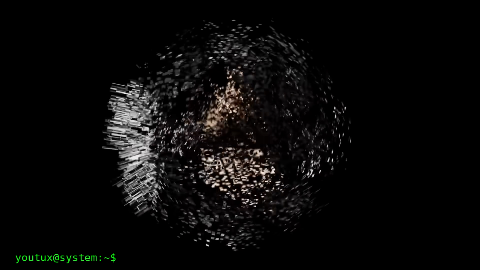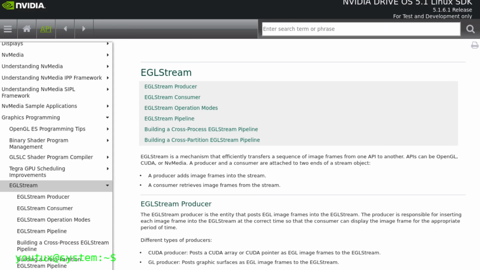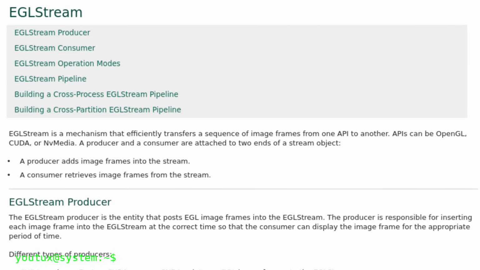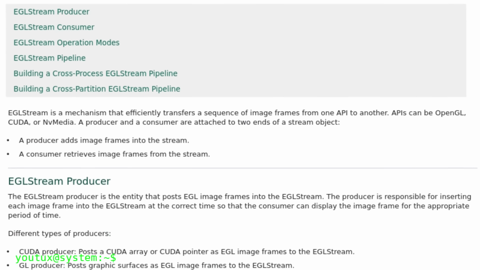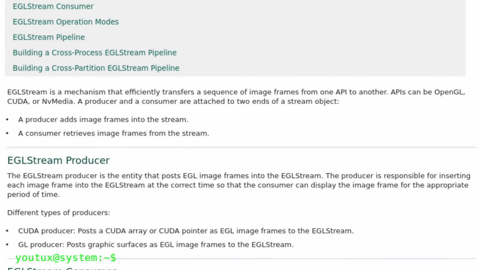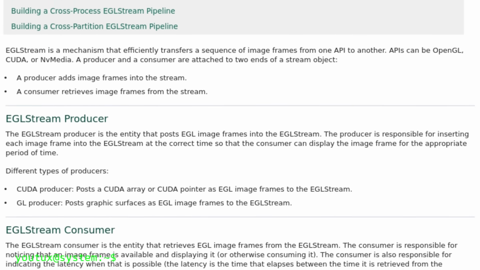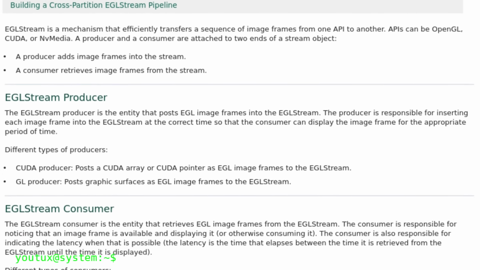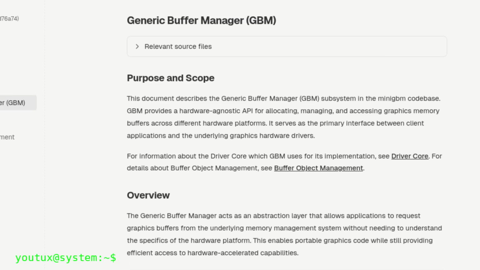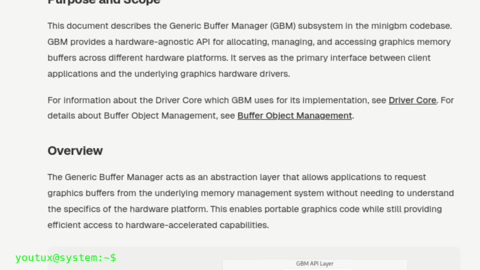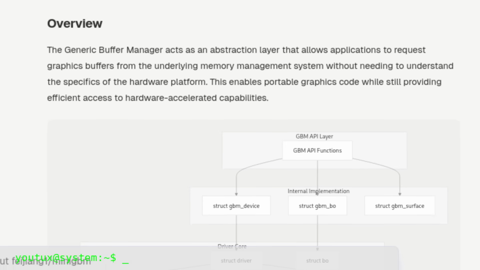EGL streams was NVIDIA's way of delivering frames to the compositor, a special pipeline that required compositors to support a NVIDIA-specific path. It wasn't technically broken, but it forced the ecosystem to follow a path used only by NVIDIA. GBM won instead, and GBM is the shared standard way most of Linux passes GPU buffers around, so compositors can support one common route instead of maintaining two separate worlds.